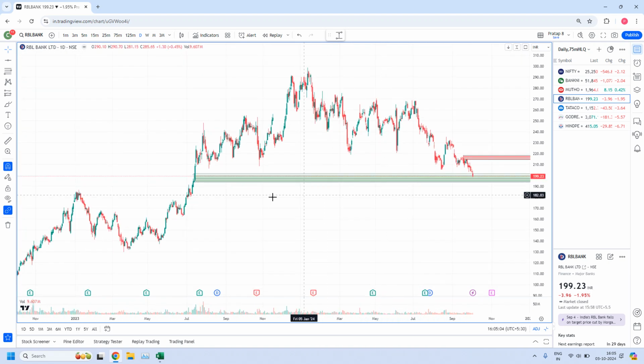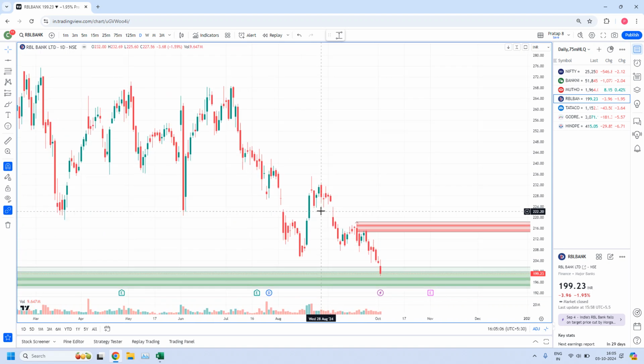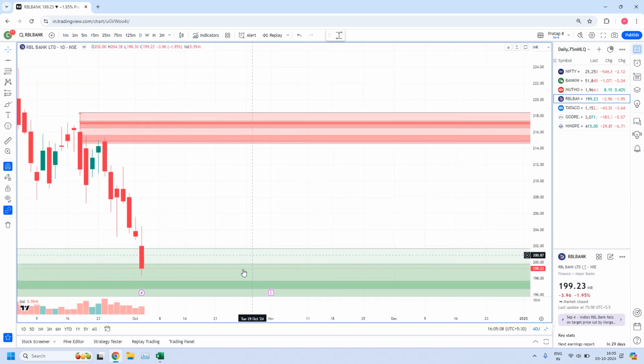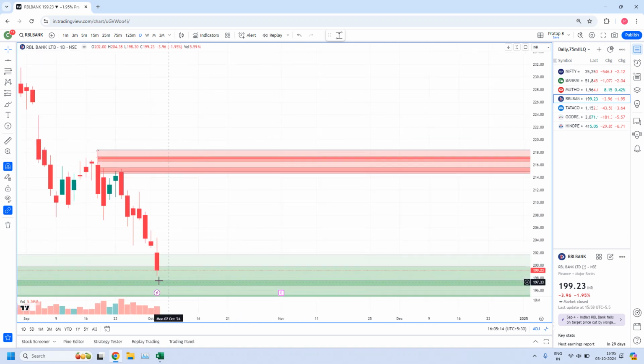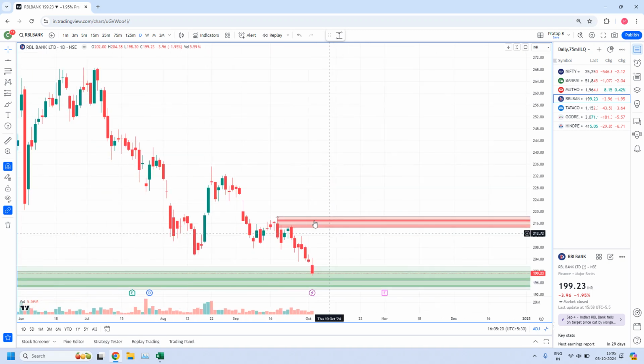RBL Bank's 5-minute data is not available. That's why we didn't plan any trades. But still today, prices entered. After that, there was some rejection before entering into this fine-tuned 15-minute zone. But fine-tuned 5-minute zone data is not available. That's why I left this.